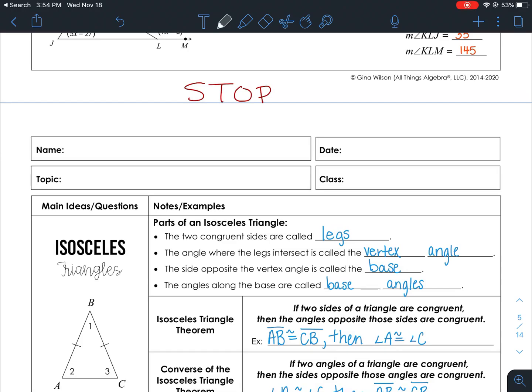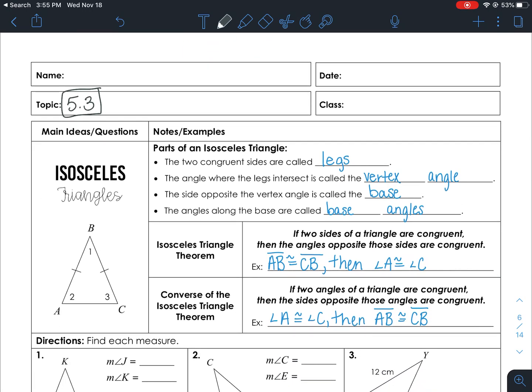All right, welcome to 5.3. We're doing isosceles and equilateral triangles. So an isosceles, if you remember, is a triangle with two congruent sides.